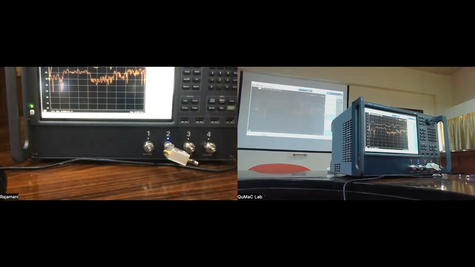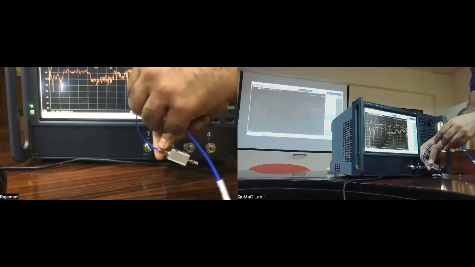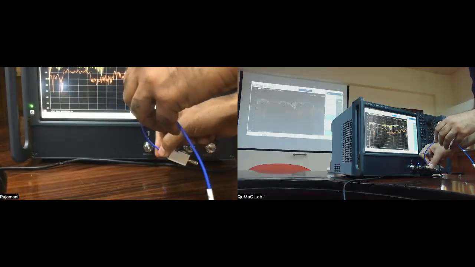Like yesterday, I'm going to terminate the port which I'm not measuring right now. But we will also, since this is a 4-port device, we can actually connect all 3 ports at the same time as well.